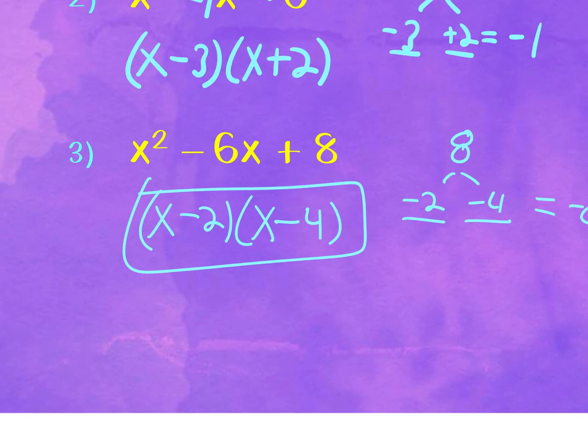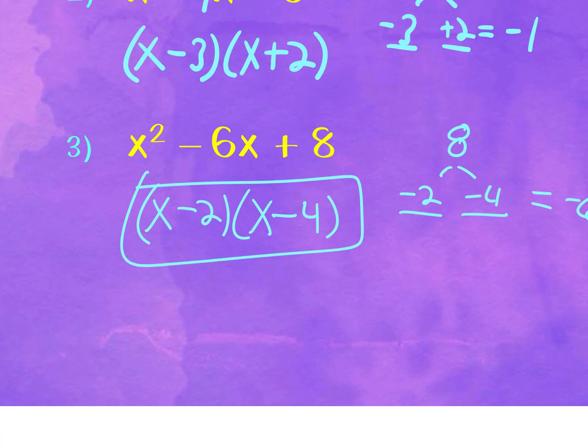What can you do if you're unsure? Like, let's say you got that answer and you're not sure if it's the correct one. How can you check it? Good, right? FOIL it, multiply it.